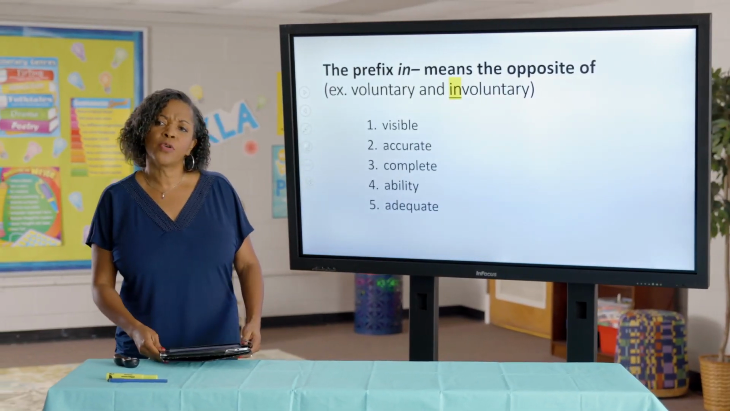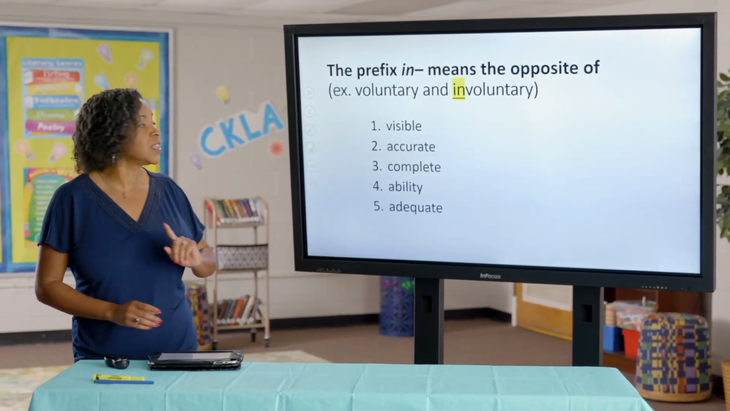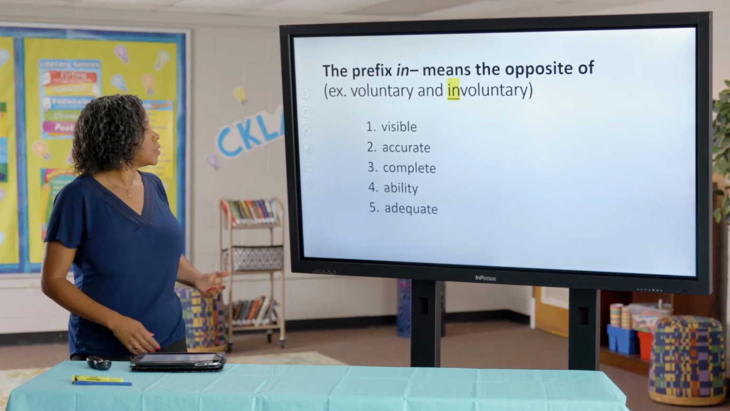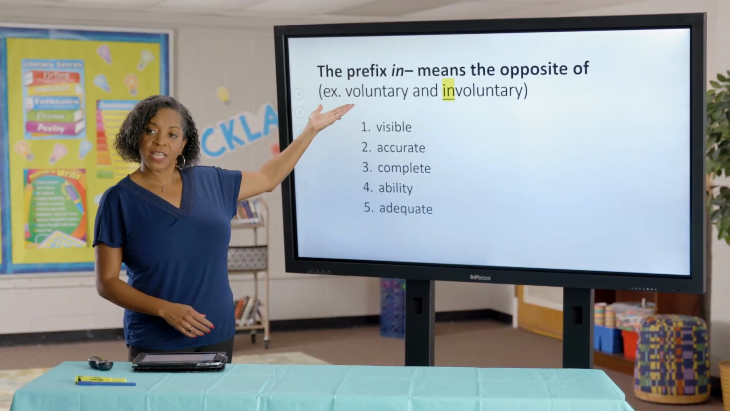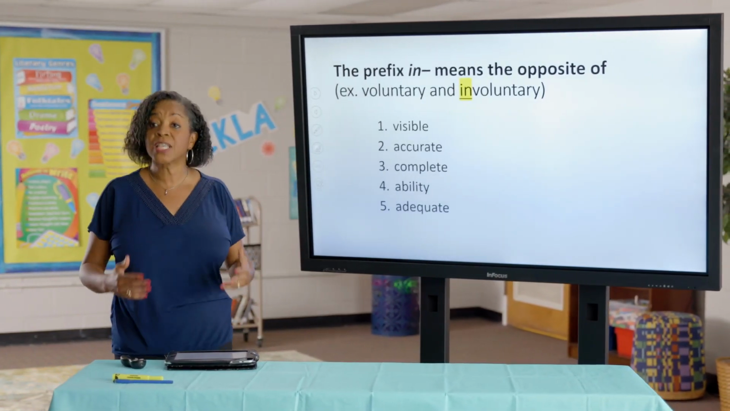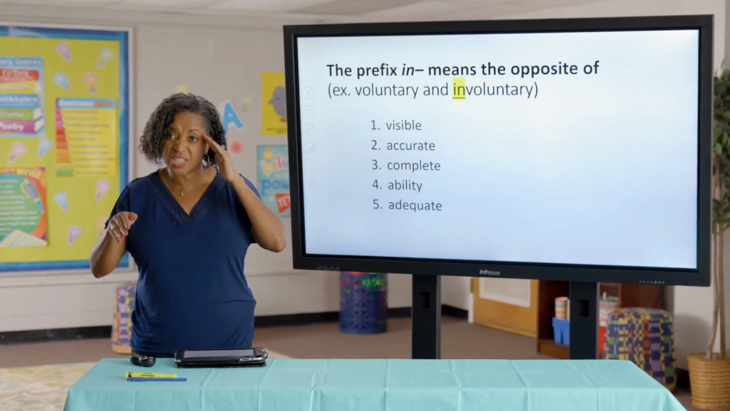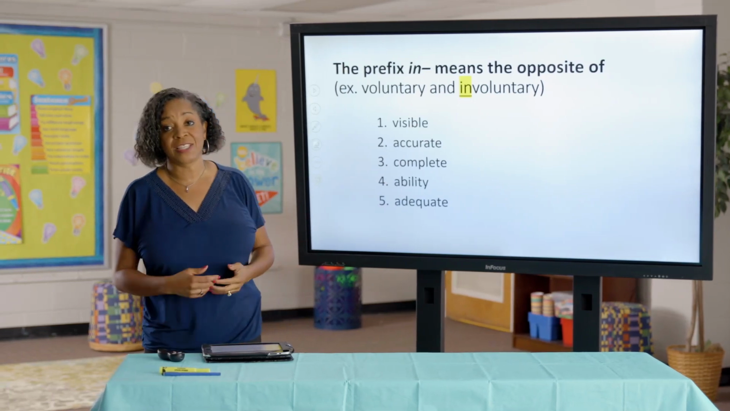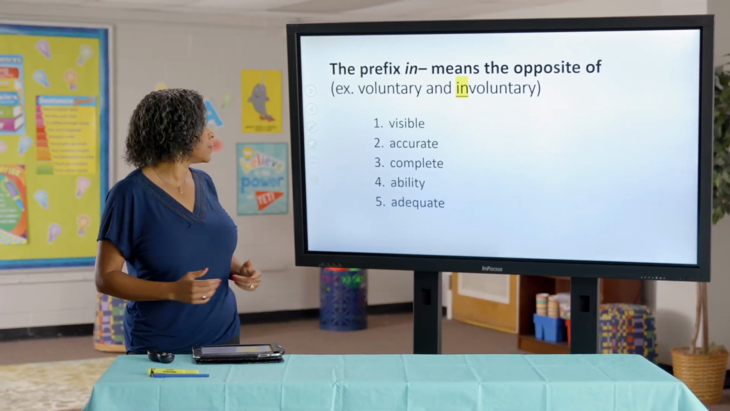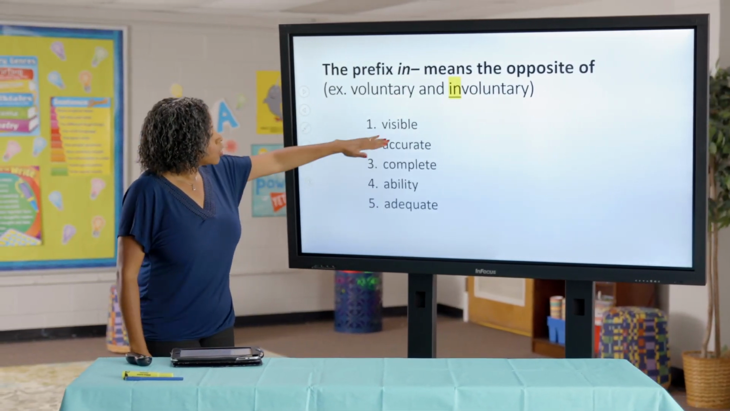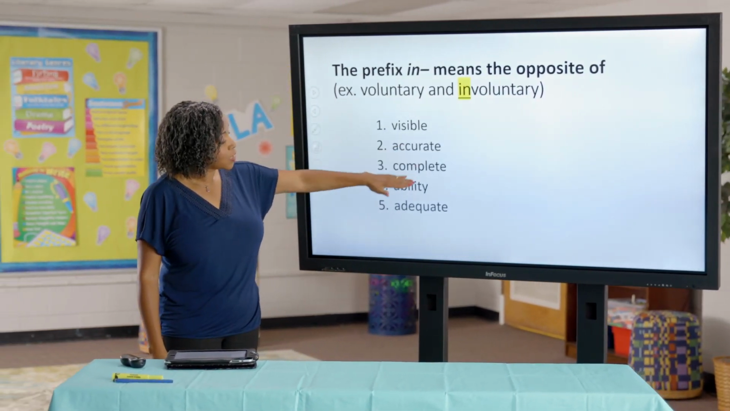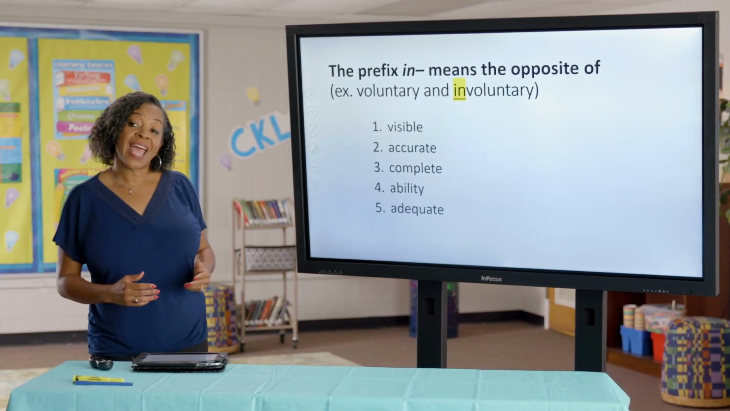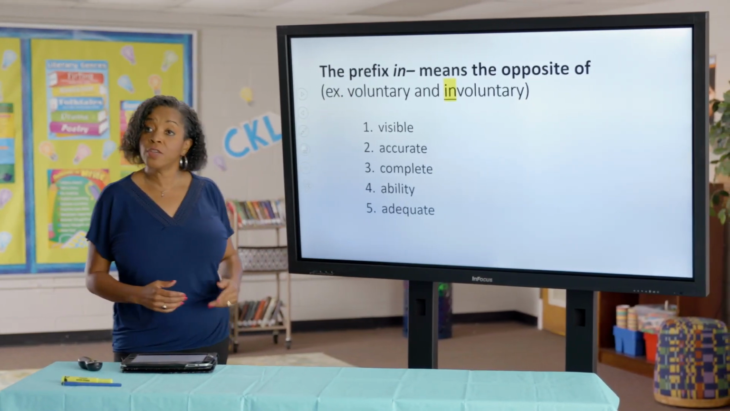Now, let's look at that word involuntary muscle, and specifically, let's look at the prefix in, which means the opposite of. For example, we've got voluntary, which means we're doing something on purpose. We're making a decision to do it. Involuntary means I am not making a decision to do it. It's happening automatically. So let's look at these words: visible, accurate, complete, ability, and adequate. We're going to add the prefix in to each of those words.